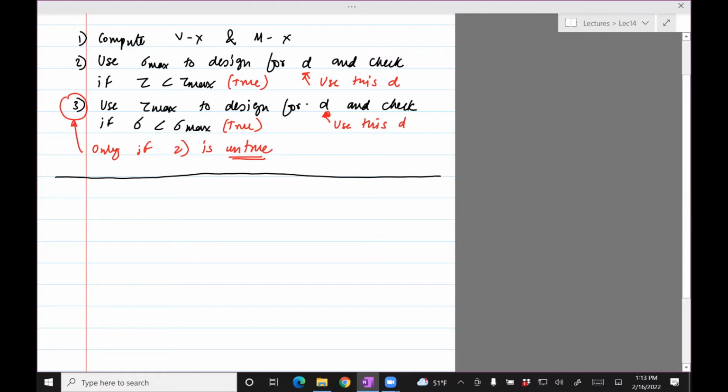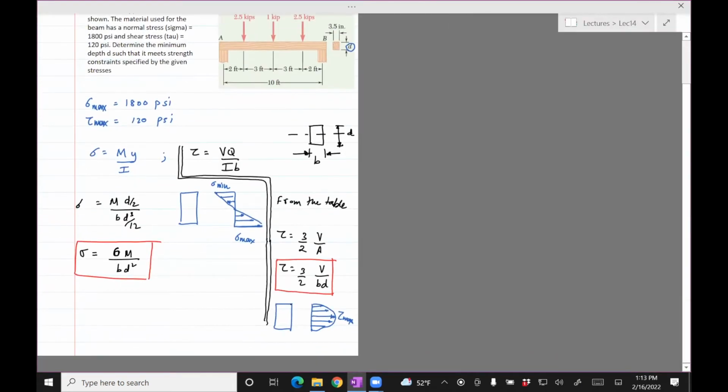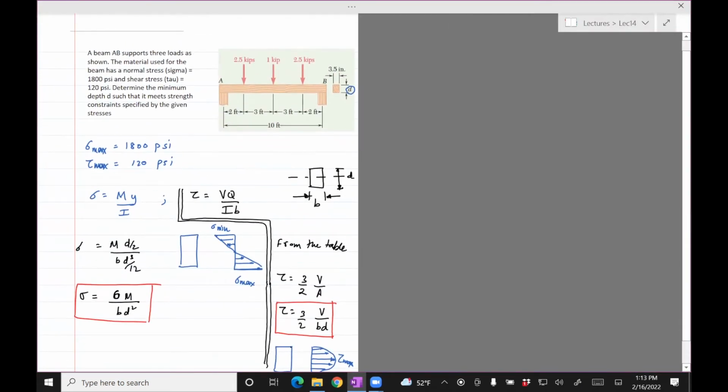Okay, so let's first do step number 1, compute the shear force and bending moment diagram. For that, I need to draw the free body diagram. Now, this beam looks kind of weird, right? I mean, these supports are not known. We don't know what the supports are at A and B. We're just going to make an assumption that those supports are roller on one side and hinge joint on the other one.